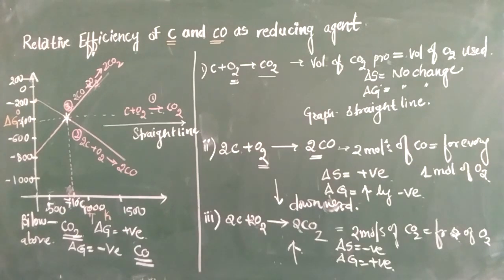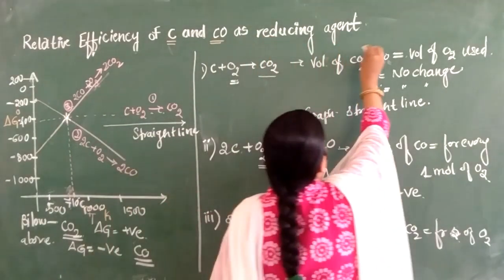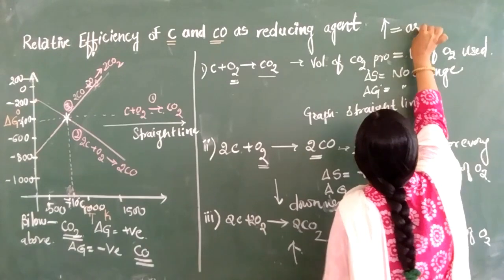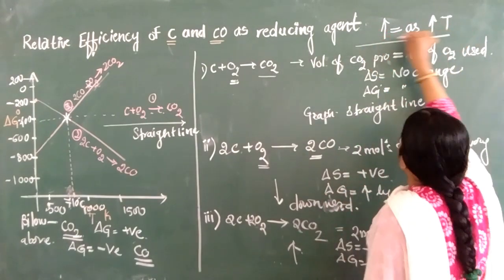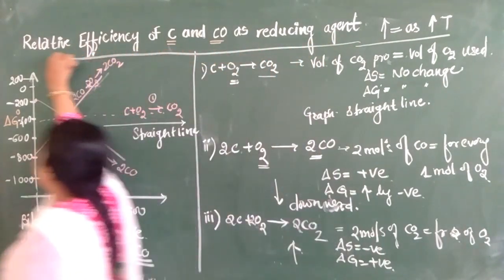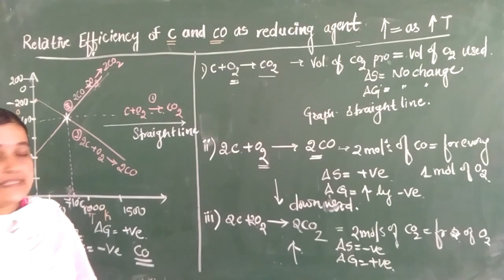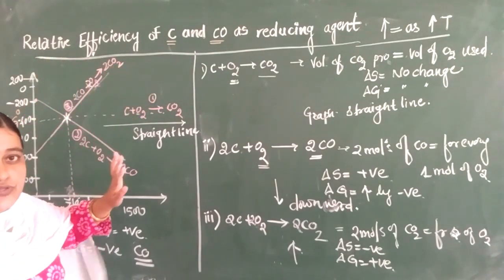It means the efficiency of carbon as a reducing agent increases with rising temperature. What I have told is that the efficiency of carbon and carbon monoxide as a reducing agent increases as we increase the temperature. This is the conclusion of this particular graph. Let me explain once again this whole part we are discussing here: the relative efficiency of carbon and carbon monoxide as a reducing agent.